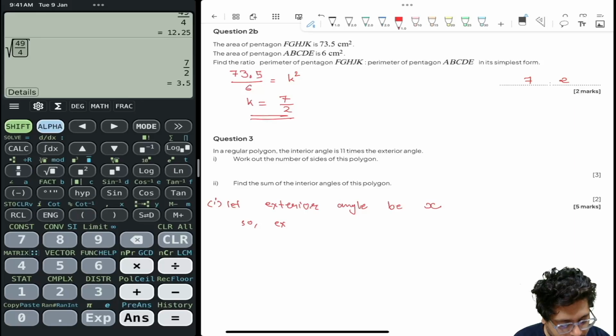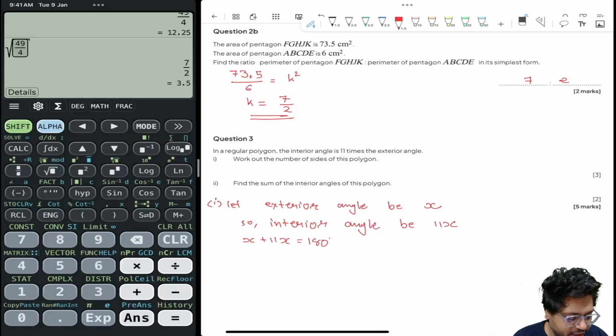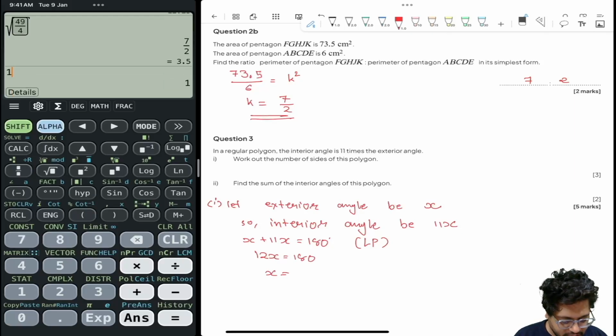So let the interior angle be 11x. And as I said, they are always a linear pair. So x plus 11x will be equal to 180. So 12x is equal to 180. So x is equal to 180 divided by 12, that is 15. So x is equal to 15.